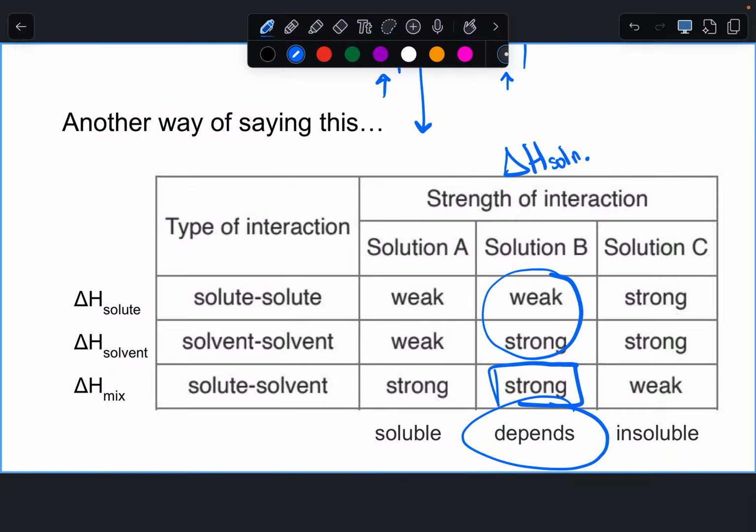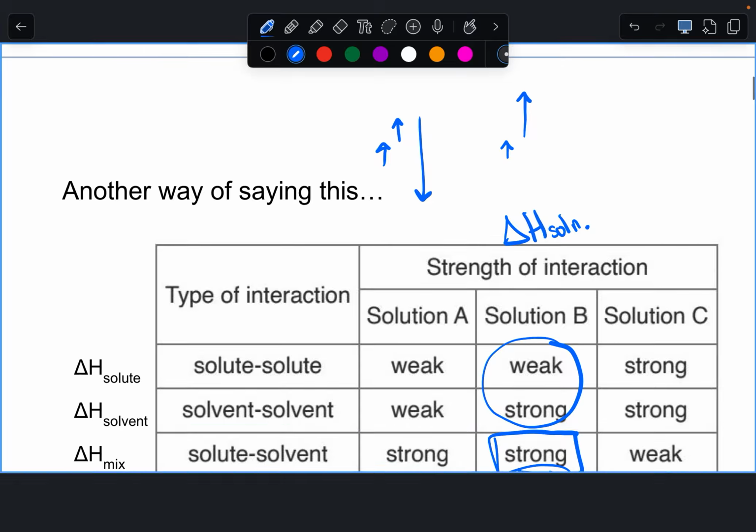And then in the last example, we're saying it takes a lot of energy to break them apart, but it doesn't release a whole ton of energy. And that's when it's going to be insoluble.